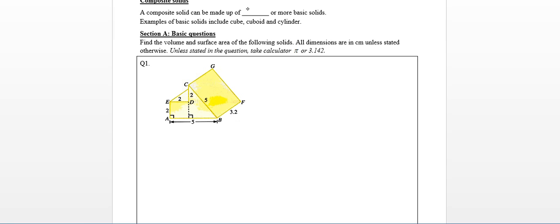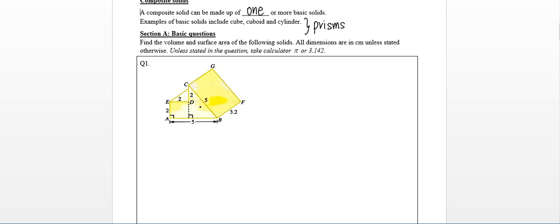A composite solid can be made up of one or more basic solids. So examples of basic solids are cube, cuboid and cylinder. All these go under the family of prisms. In this question 1, we are supposed to find the volume and surface area of this solid.